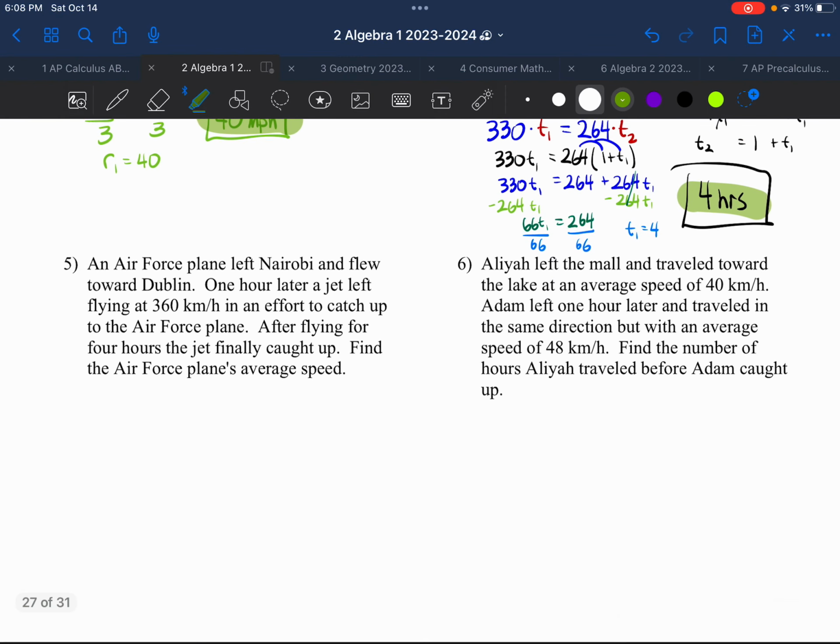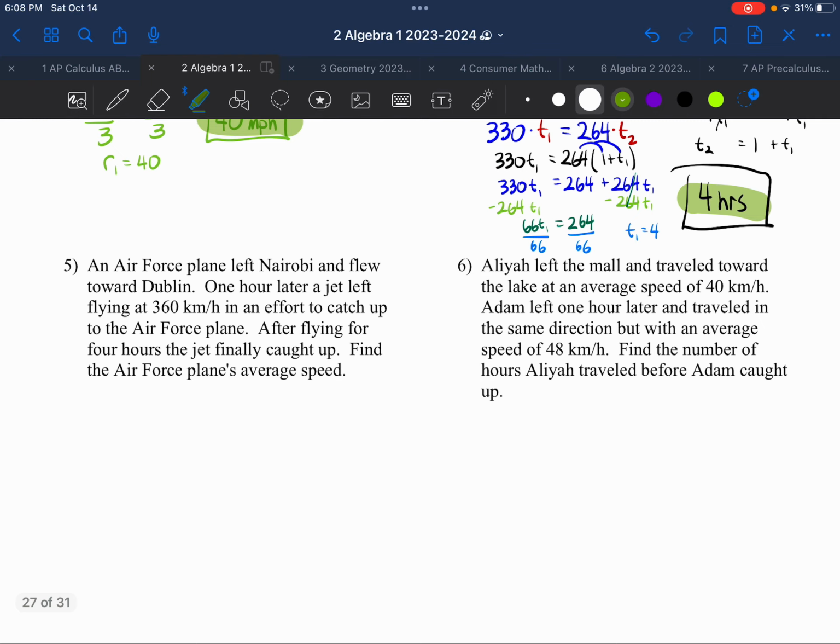All right, 2 problems left. Number 5 should be a little bit easier, and number 6 should be a little bit challenging. So let's go ahead and read number 5 and figure out what type of distance problem we have. So I have an Air Force plane leaving Nairobi and flying towards Dublin. It doesn't really help me. And a jet left flying and trying to catch up.